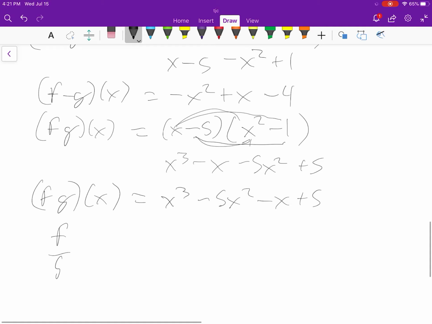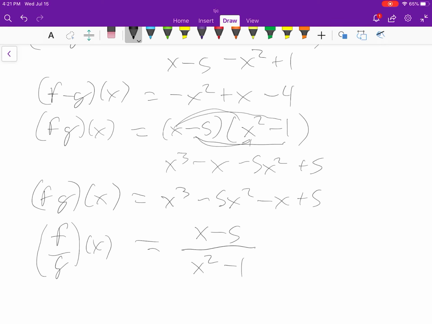Okay. Lastly is division. And division is just done the same way. Just have your f, which is x minus 5, divided by your g, which is x squared minus 1. We're done with division. The only thing on these that they're going to be asking is, what's the domain?